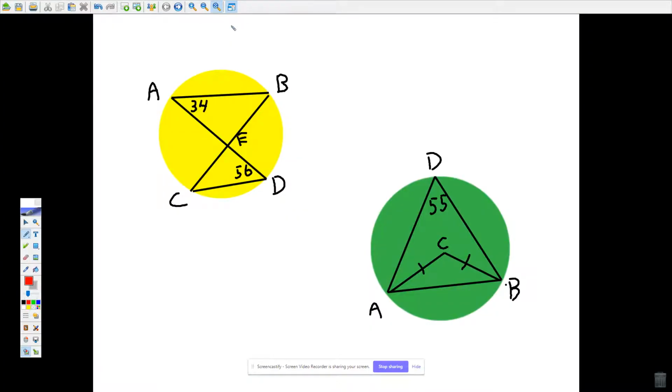Good morning, everyone, and today we are doing a quiz review for 10.1 and 10.2. This will likely have to be split into two videos as there are a fair number of questions and some of them require a little bit of explanation.